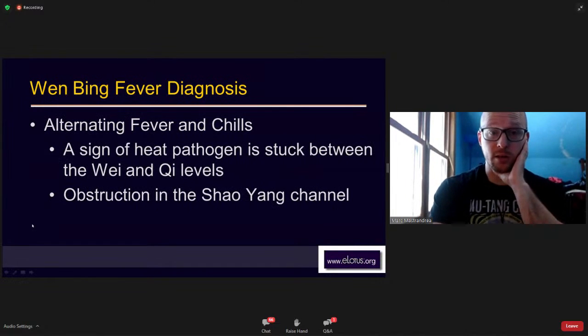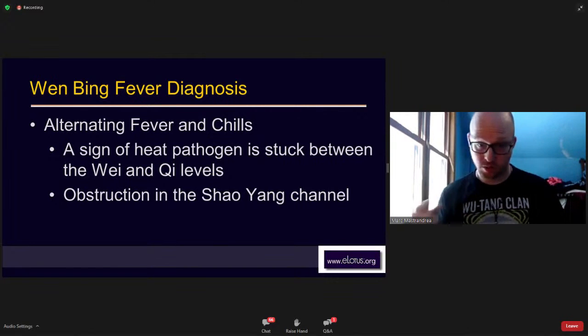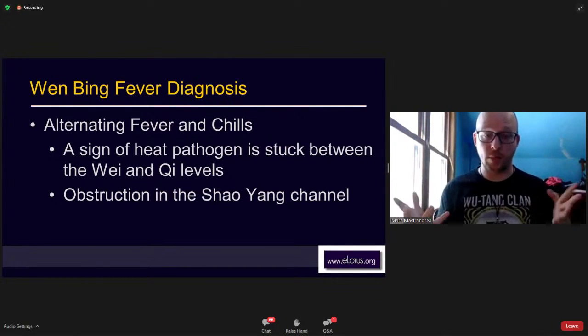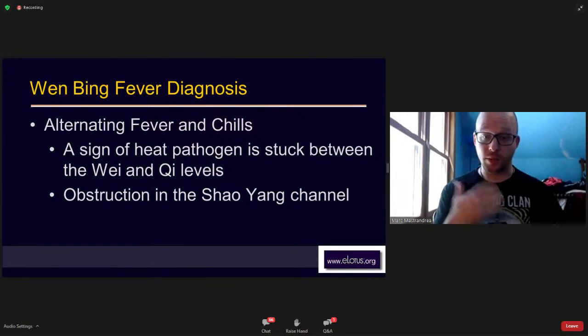Alternating fevers and chills. This is a sign that a heat pathology is stuck in between the wei and qi, right? So the idea is it's trying to move in. What's the pivot between the qi layer, the internal layer, which is essentially like Yang Ming, right? And the wei layer, almost like Taiyang, right? It's Xiaoyang, the pivot, right?